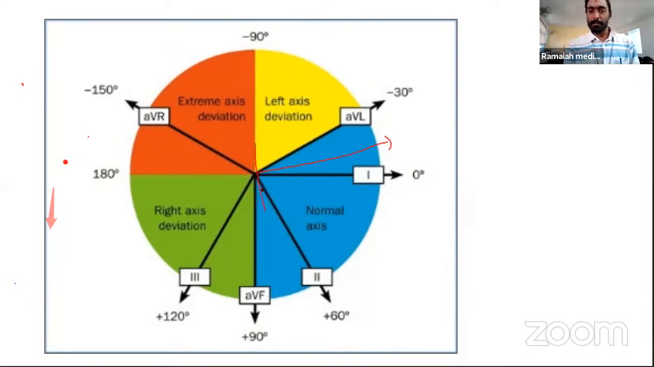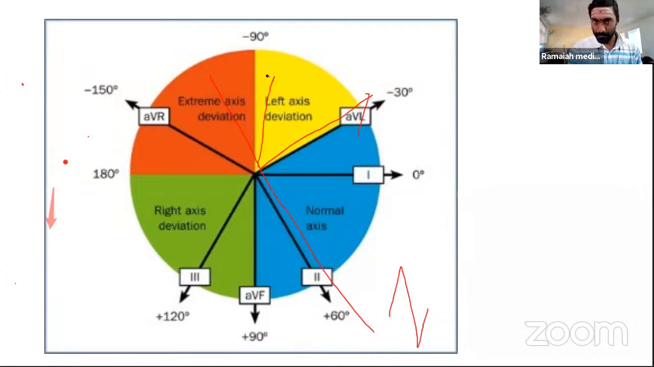So if lead 2 is perpendicular, that means it has to be like this. So this is the direction of lead 2. This whole thing is going to be lead 2. So if an activity is going to be like this, then lead 2 will be perpendicular. In case it is like this, that means it will be more negative. If it is towards this direction or more towards this direction, it will be more positive. You are getting this point?